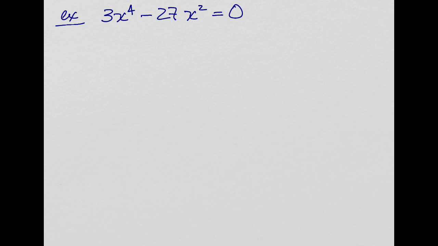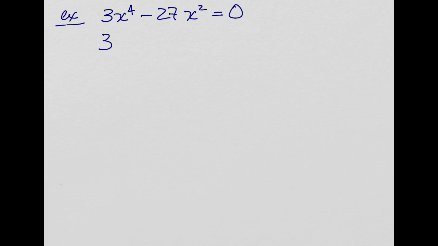But we can solve this equation by factoring. Everything you know about factoring, we're going to factor this completely. So the first thing I'm going to do is look for a common factor for my two terms. I have a 3 and a 27. I can divide both of those by 3.